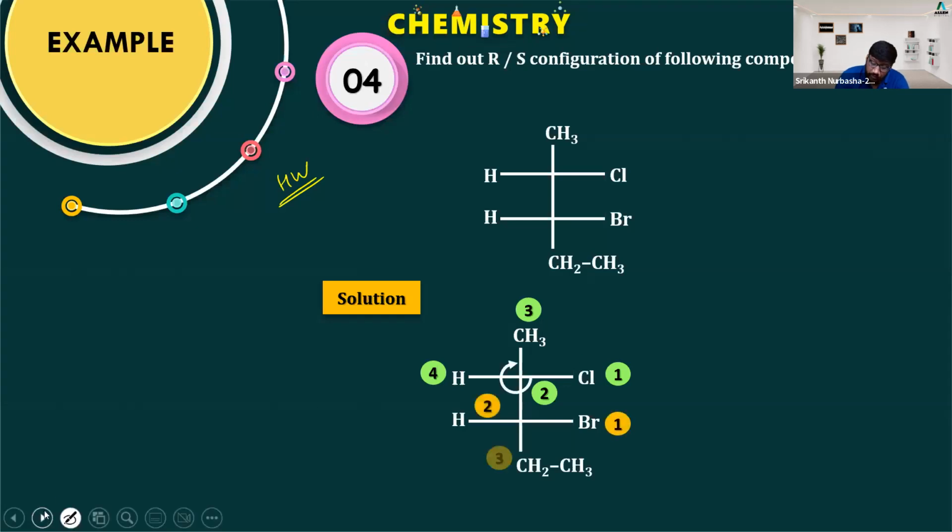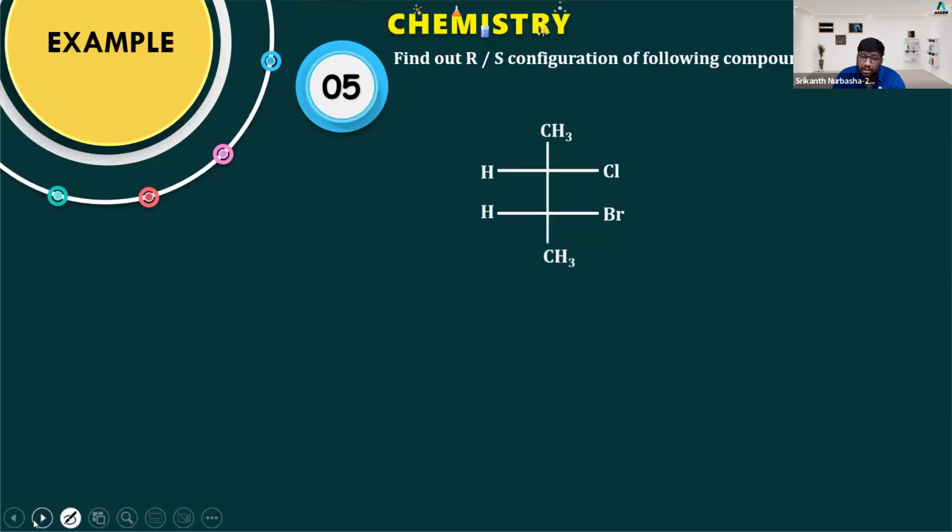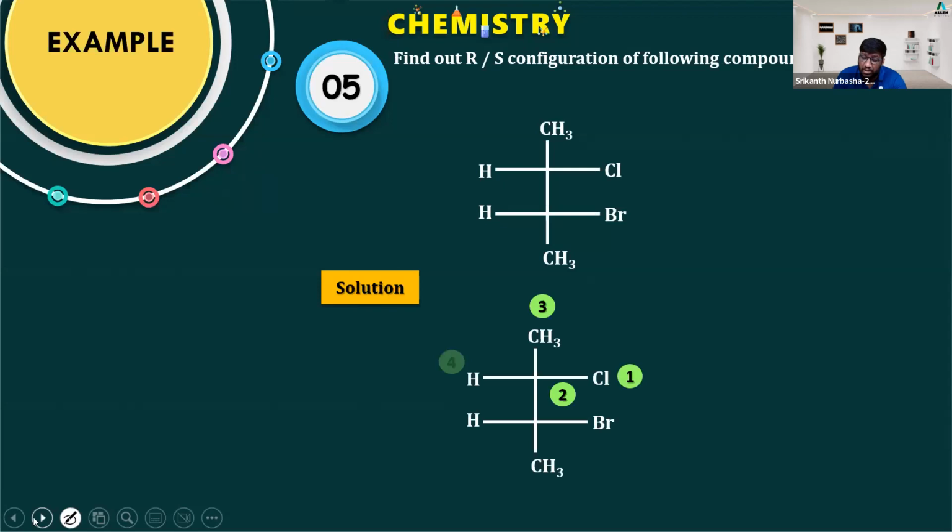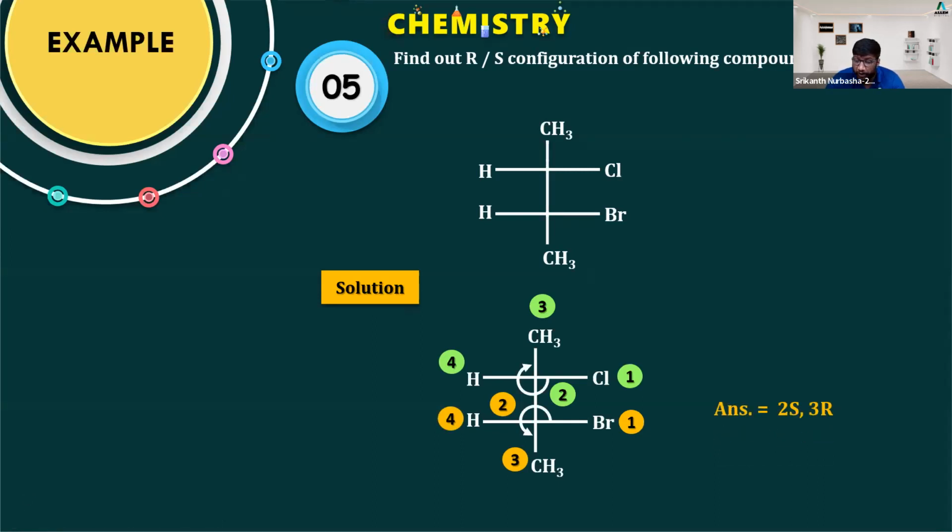Anti-clockwise direction you are going. Anti-clockwise means S, but here it should be reversed again because the fourth priority is on the horizontal. Yes or no? So 2S comma 3R, that will be the correct name. So same logic you try to apply, students. For this particular molecule also you will be getting the compounds like this. That is, configuration is going to be 2S comma 3R. The configuration of this particular case is also going to be 2S comma 3R.